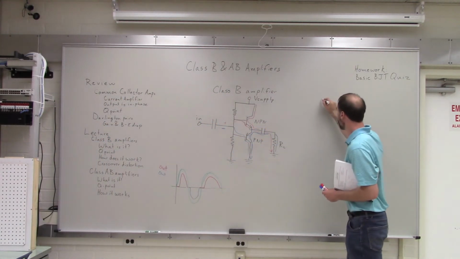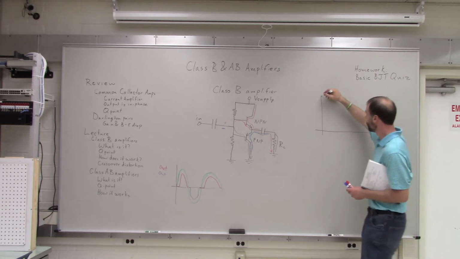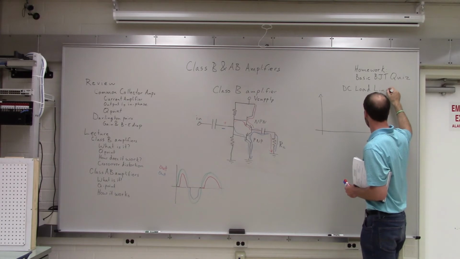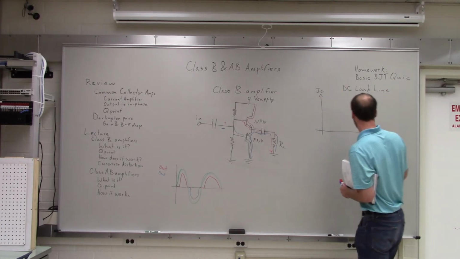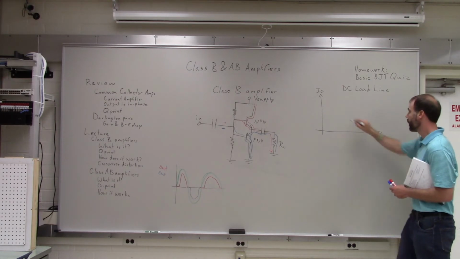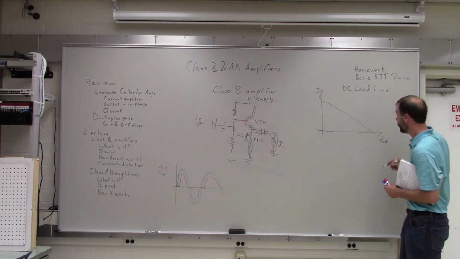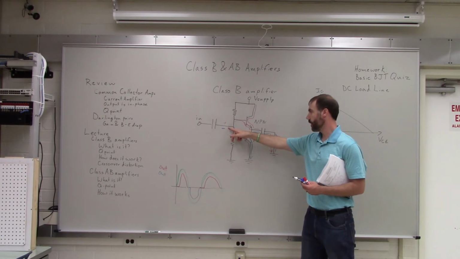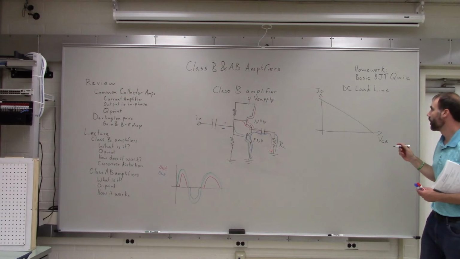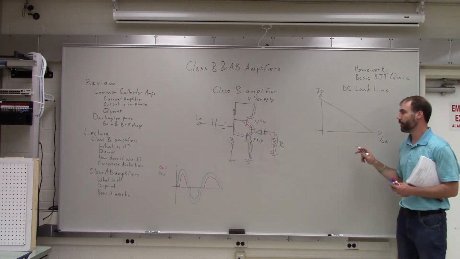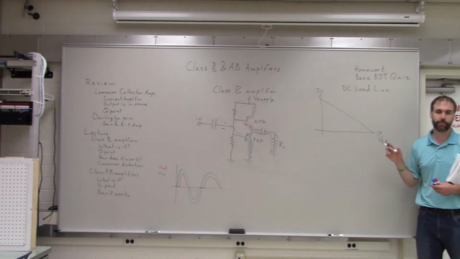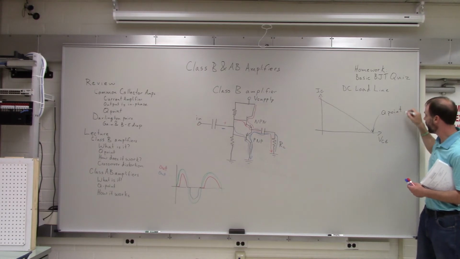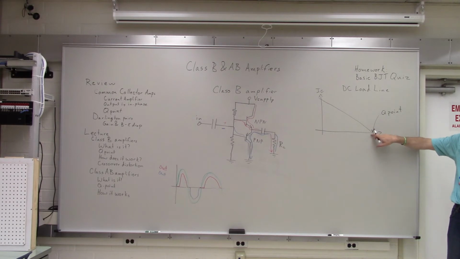And let's talk about the Q point for this amplifier. So this is the DC load line. Remember, this is the current through the collector, and this is the voltage between the collector and the emitter. DC load line still looks something like this, but when no current is flowing in, so that would be down here, or when you have no signal, there's no current flowing through the system at all. Okay, so that means that the Q point is right here. When the system is quiet, there's no current flowing.